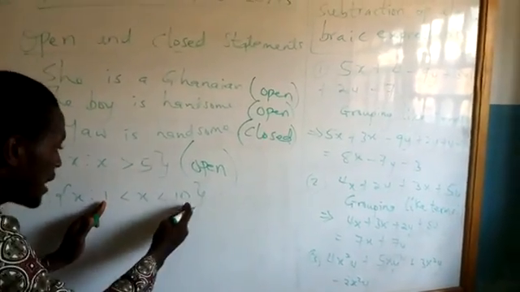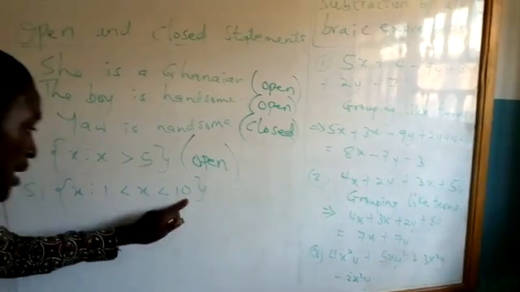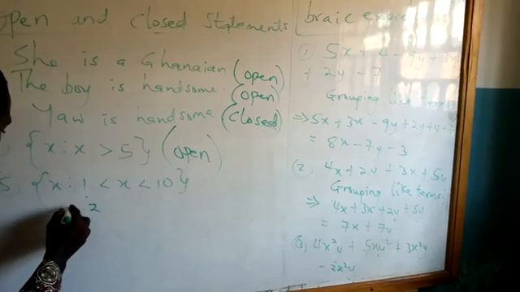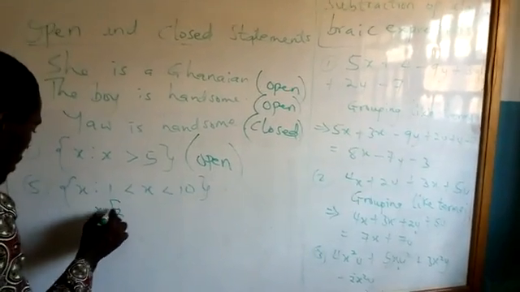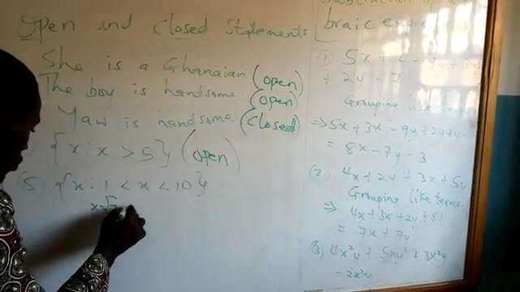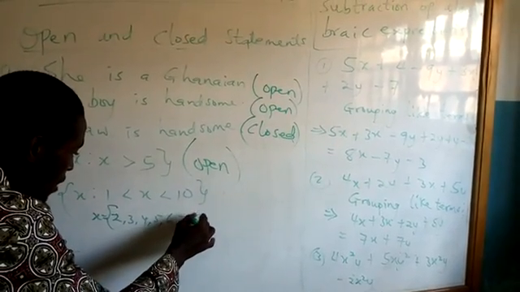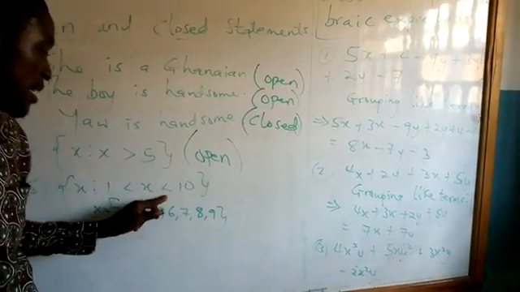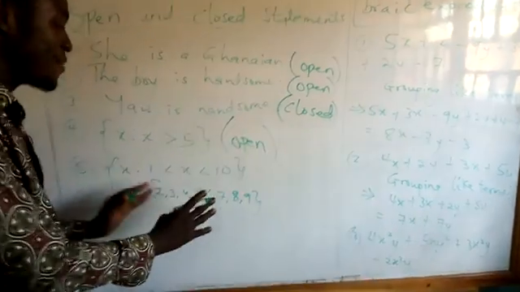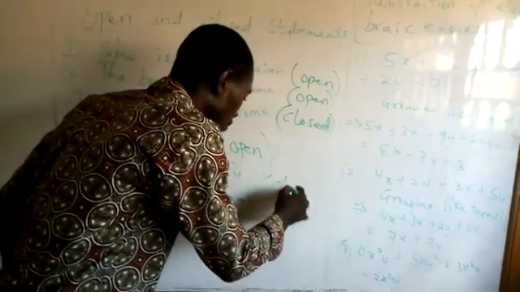So we just stay between 1 and 10 because x is greater than 1, but less than 10. So we can write x is equal to, or the set of x will be 2, 3, 4, 5, 6, 7, 8, 9. Then we stop there. We can't move to 10 because x is less than 10. So this time we have a range of numbers, and we can say this statement is closed.